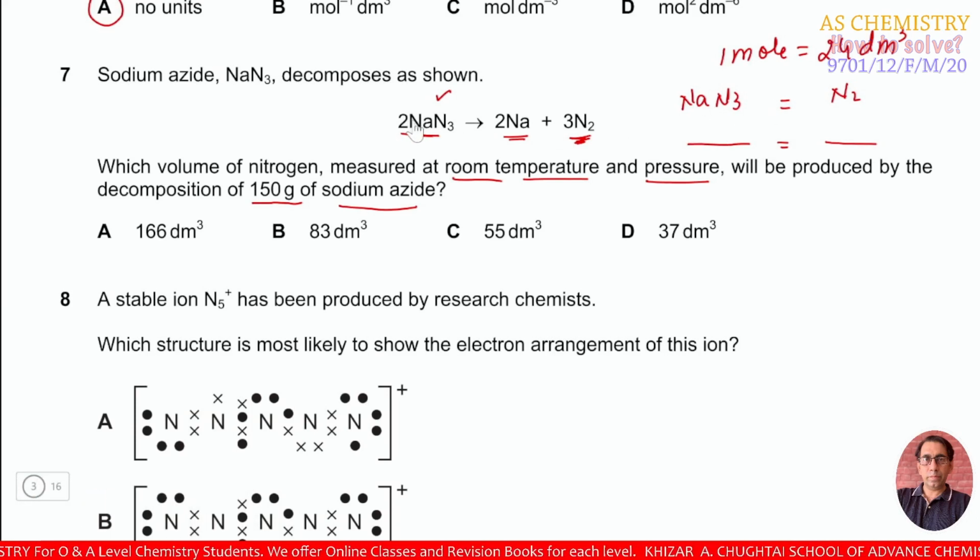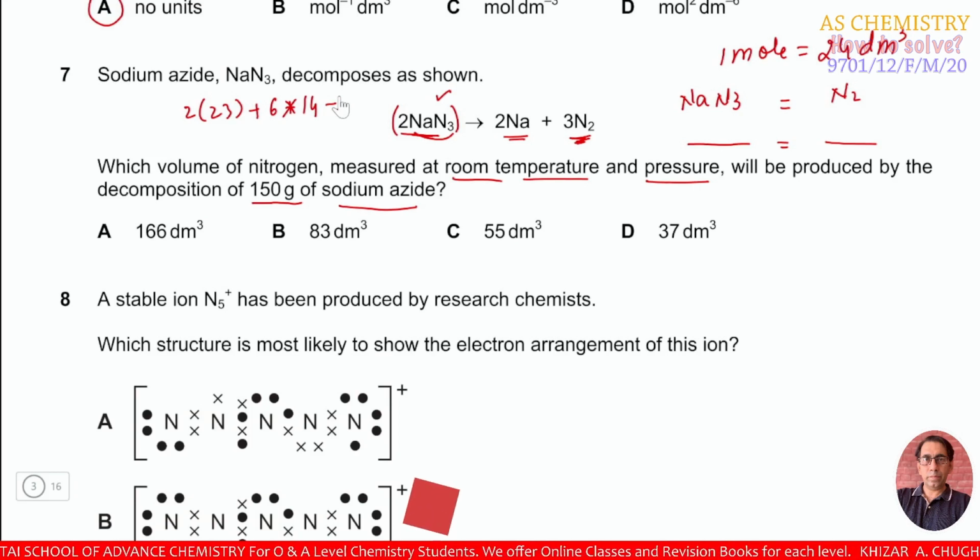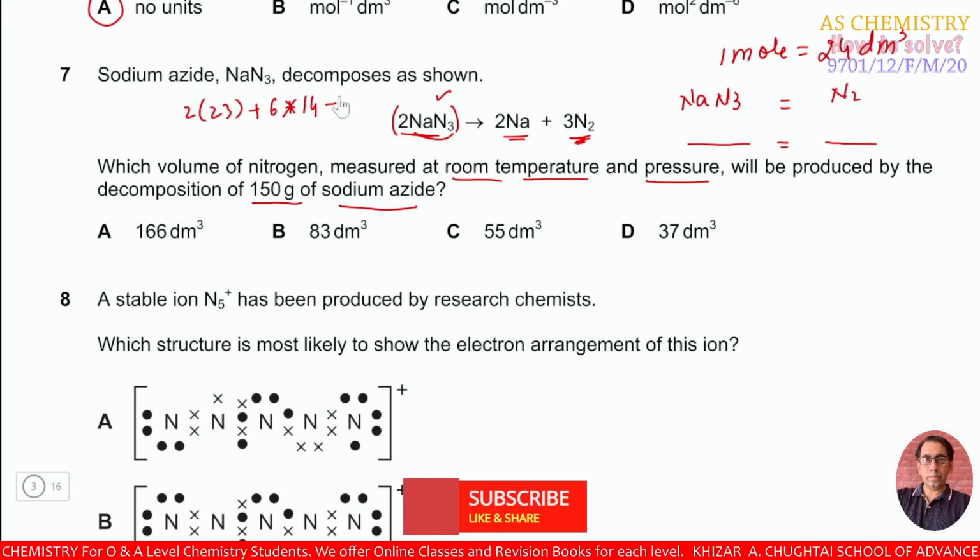From the balanced chemical equation, what is the given mass of sodium azide? I mean, 2 sodium are here, 2 into 23, plus 6 nitrogens are here, 6 into 14. What is the MR? Let me check it first. 23 multiplied by 2 plus 6 multiplied by 14, and the answer is equal to 130. So 130 is the MR according to the balanced chemical equation.